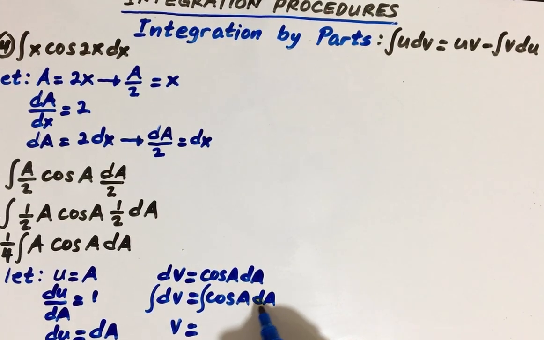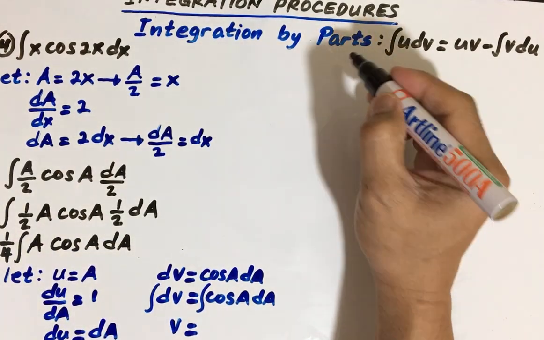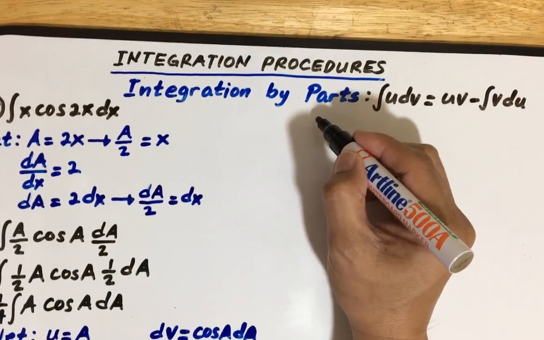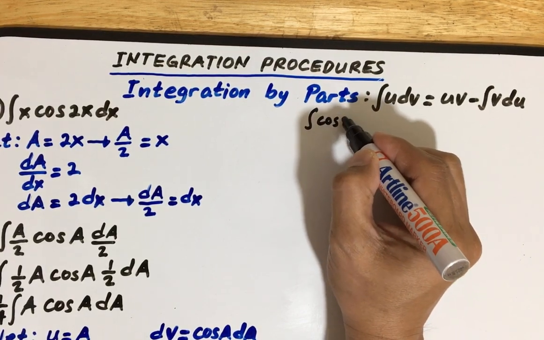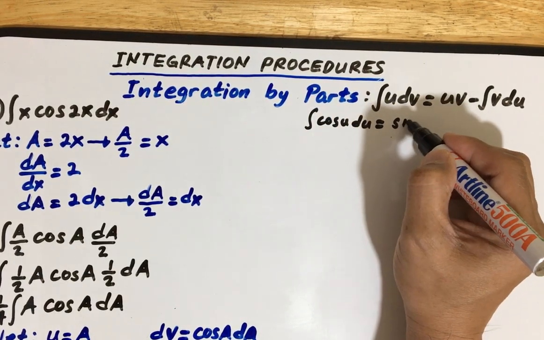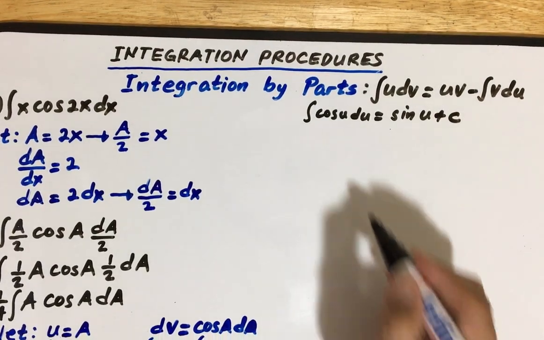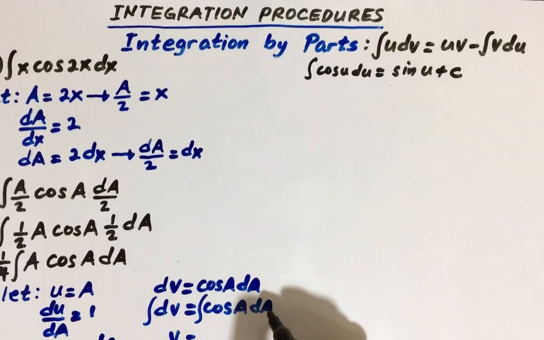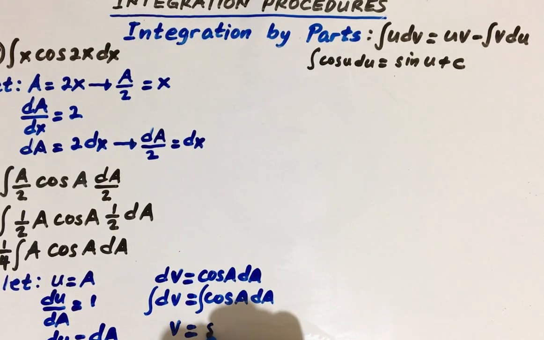Now if you have an exact du here, then you can use the formula. We have the formula, class, that the integral of cosine u du is equal to sine u plus c, assuming that this is a perfect du. After checking, you can use this formula. Therefore the integral of cosine a dA is simply sine a.